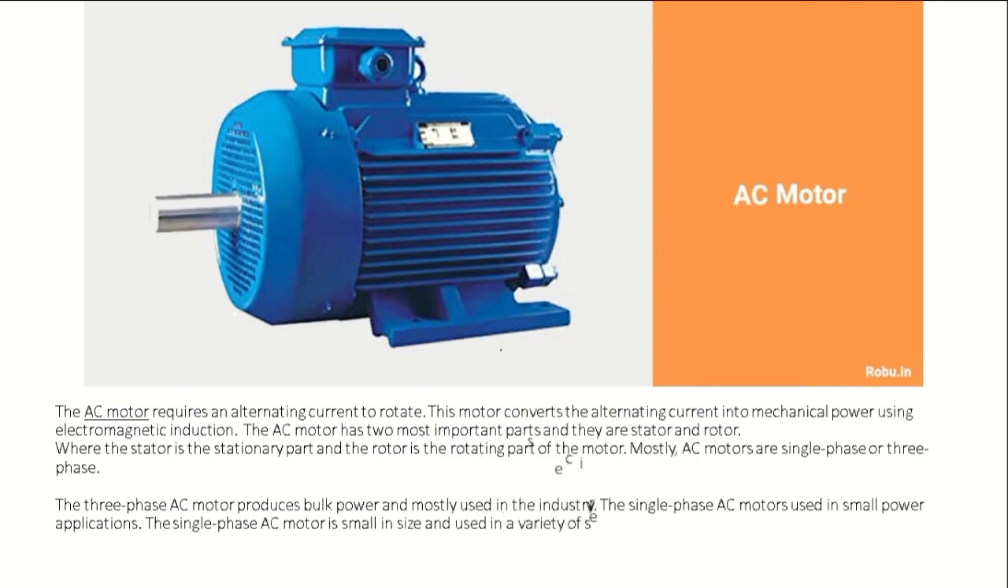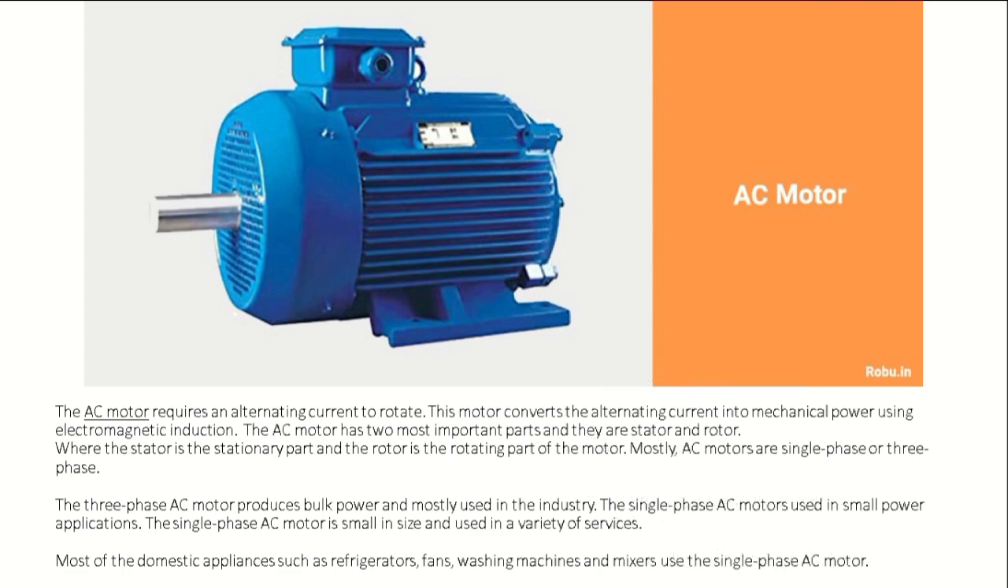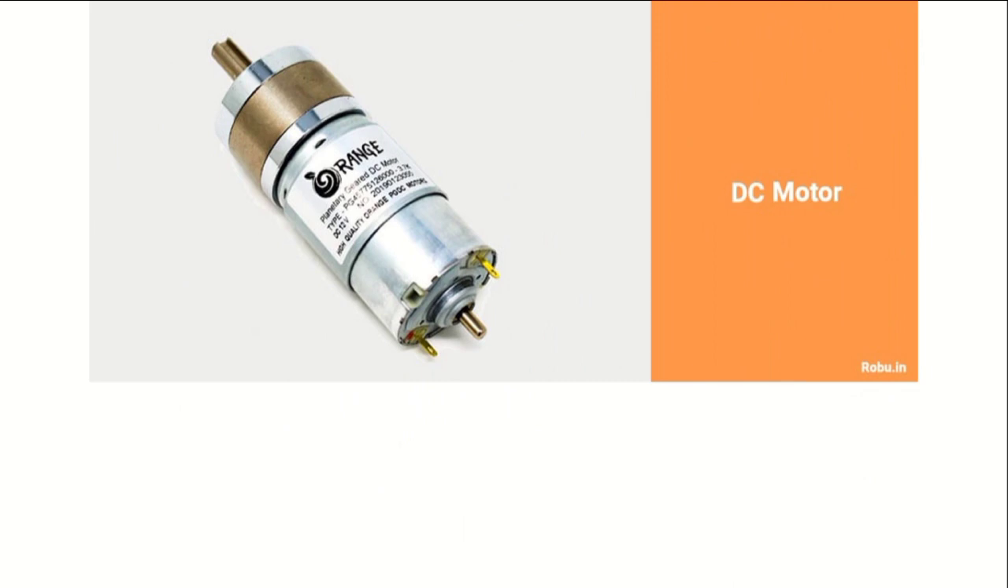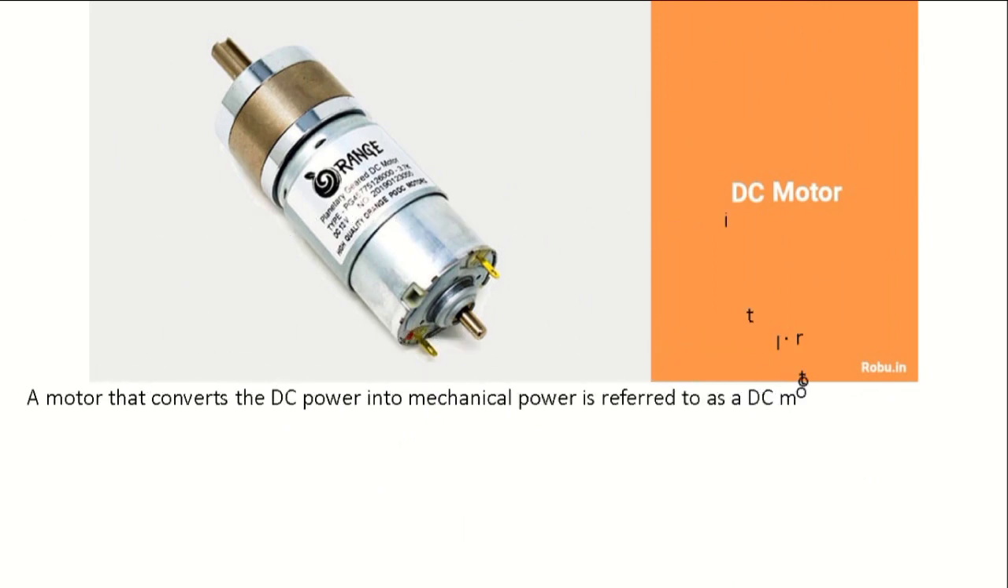The single-phase AC motor is small in size and used in a variety of services. Most domestic appliances such as refrigerators, fans, washing machines and mixers use the single-phase AC motor. DC motor. A motor that converts DC power into mechanical power is referred to as a DC motor. It is operated by DC current.